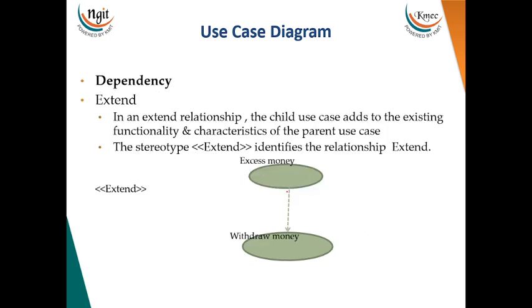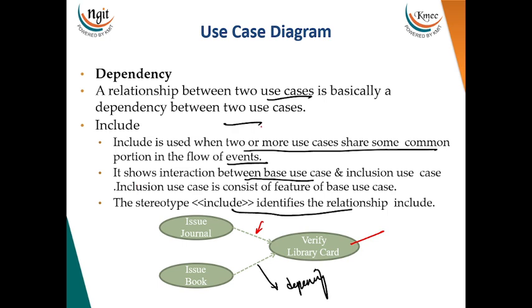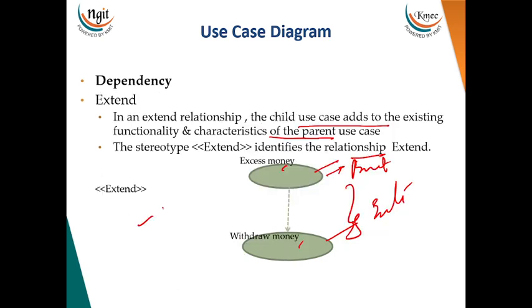And the next one is extended dependency. In an extended relationship, the child use case adds to the existing functionality of the parent use case. So access money is your parent, and withdraw money depends on it. If this is satisfied, then only you are able to do that. The stereotype extend defines the relationship. Extend and dependency are represented with dotted lines.